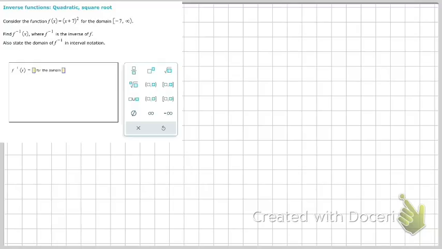Hi, this is Mr. Manley, and I'm going to look at a challenging problem with inverse here. First of all, this is a little difficult to read, so I'll just rewrite it out here. So this is f of x is equal to (x plus 7) squared.